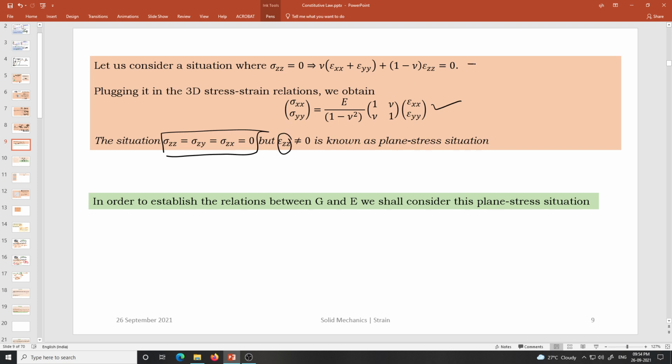Already we have seen that epsilon zz is minus nu over 1 minus nu times epsilon xx plus epsilon yy. Naturally, epsilon zz equal to 0 is possible once you set the Poisson ratio nu to be 0, or the sum of the direct strains epsilon xx and epsilon yy to be 0, which leads to the trivial situation. And the Poisson ratio 0 is also a special case. Now we have got the relationship between sigma xx, sigma yy and epsilon xx and epsilon yy.